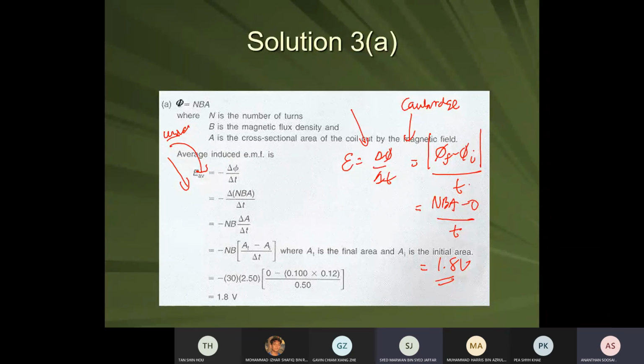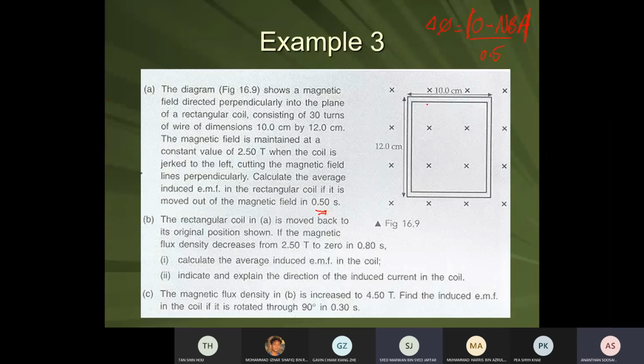I prefer you use the Cambridge one. Just make the flux always positive. So you get 1.8 volt. Any question from here? Okay, I go back. So this coil, when it was removed totally from the magnetic field, is going to induce 1.8 volt. Because it is a closed loop, current will be initiated. So current will start to flow.